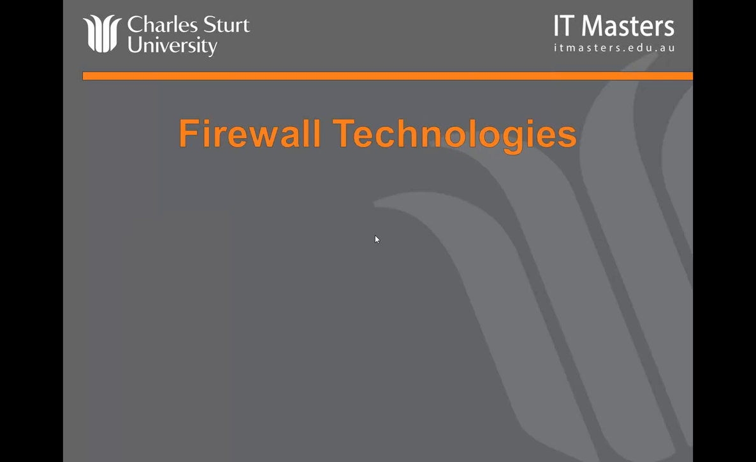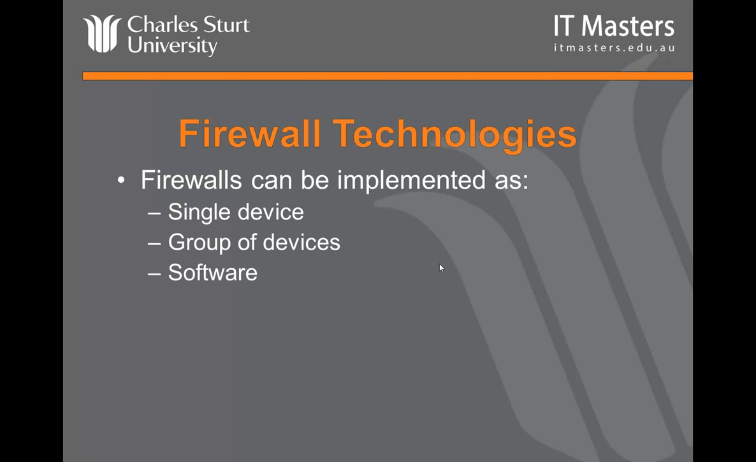Okay, so firewall technologies. This is just a brief overview of firewalls, and this is the same sort of stuff that you'll see in the CCNA Security exam. So there's some general knowledge on your firewalling, and then there's some more specific iOS and Cisco-based questions that you'll be expected to know. So firewalls can be implemented as a single device, as a group of devices, say for example in a high availability cluster, or in software. In that case we're talking about software packages that perform firewalling on your servers or your workstations.